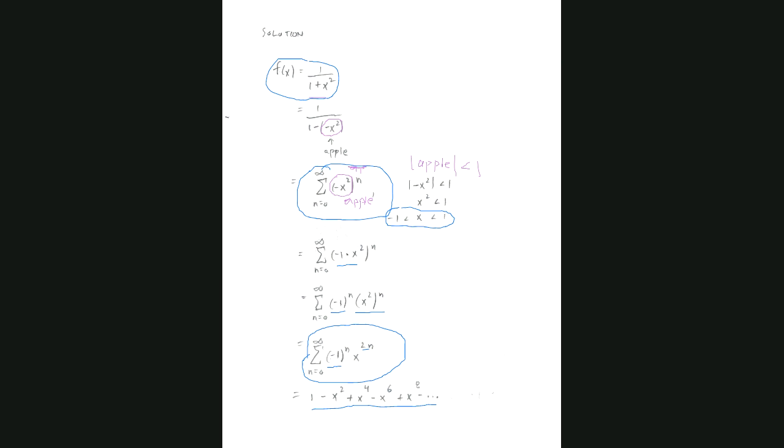So this means then, in summary, that for when x is between -1 and 1, this rational function, 1 over 1 plus x squared, can be expressed as this power series.